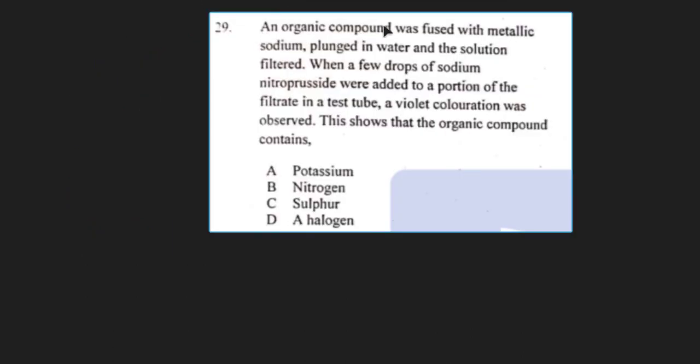Number 29. An organic compound was fused with metallic sodium, plunged in water, and the solution filtered. When a few drops of sodium nitroprusside were added to a portion of the filtrate in a test tube, a violet coloration was observed. This shows that the organic compound contains... So nitroprusside is a test for the presence of sulfur. So we are identifying the presence of the sulfide ion, which indicates the presence of sulfur in the organic compound.